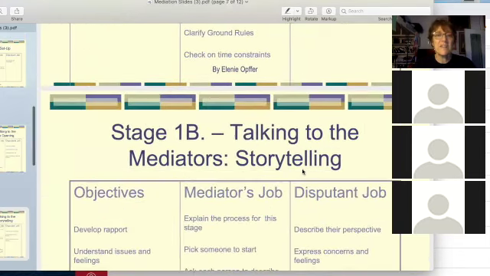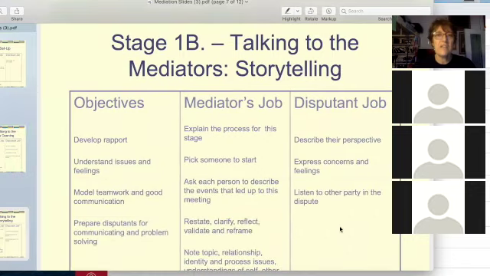Now we get into stage 2, which is talking to the mediators, and I call it storytelling. A lot of people call it storytelling because each person is telling how they perceive things. And we are narrating animals that tell stories. And so that's one way of putting it. A lot of people use the word storytelling that are in the mediation field.